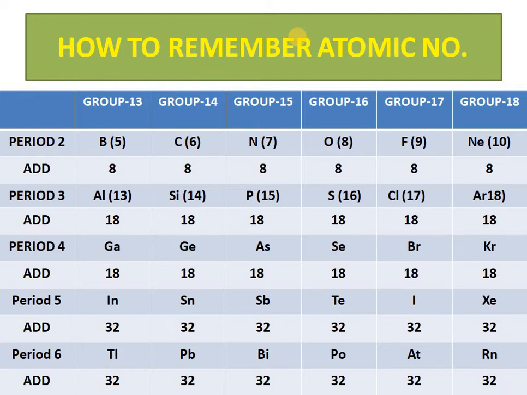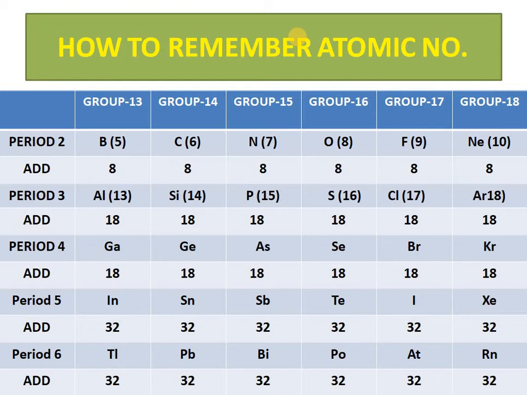For example, if I am talking of group 13, the elements are boron, aluminium, gallium, indium, thallium. Similarly group 14, the carbon family: carbon, silicon, germanium, tin, lead. Similarly group 15: nitrogen, phosphorus, arsenic, antimony, bismuth. Group 16: oxygen, sulfur, selenium, tellurium, polonium. Similarly group 17: fluorine, chlorine, bromine, iodine, astatine. Group 18: neon, argon, krypton, xenon, radon.